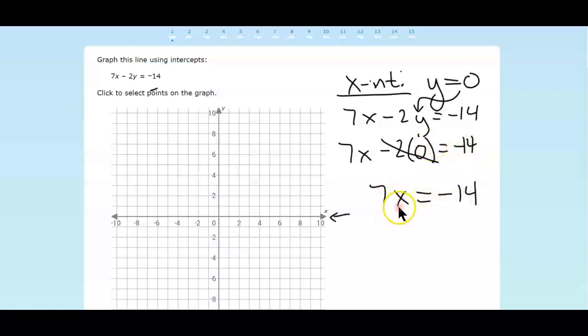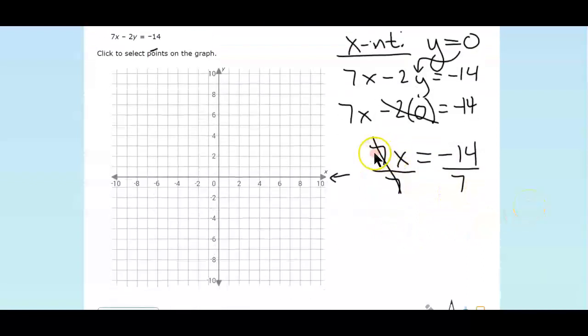And then we are trying to find that x value. That's what our x-intercept is. And we have a problem with our coefficient here. We're going to do our inverse operation, or multiplicative inverse, divide each side by our coefficient of 7. We'll divide both sides by 7. 7 divided by 7 is 1. So x equals -14 divided by 7 is -2.